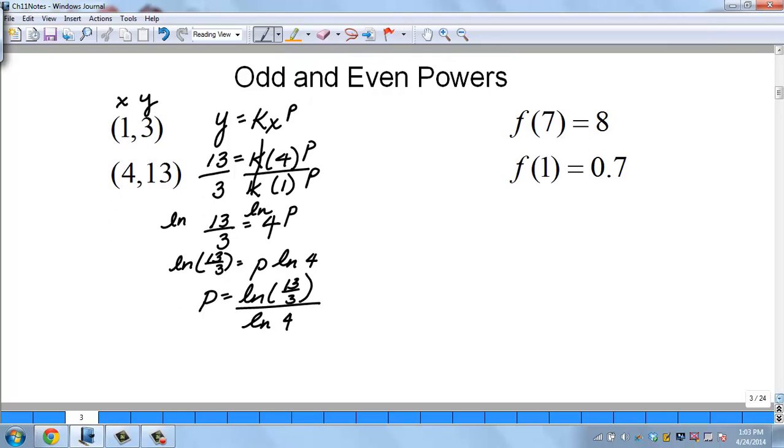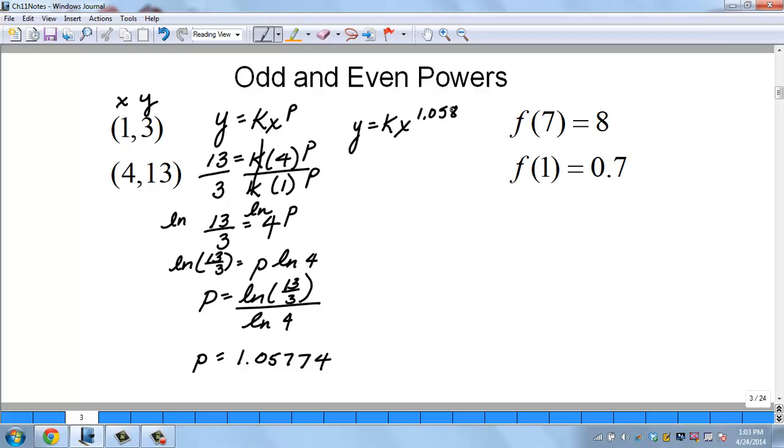Now, when I put this in my calculator, I get the power to be 1.05774. So I just wrote it out a lot of decimal places. So now I say, okay, I have to come up with the whole formula. The formula so far is y equals k x to the 1.058, if you will. We'll go 3 decimal places. Now I have to figure out, okay, what now is my constant, right?